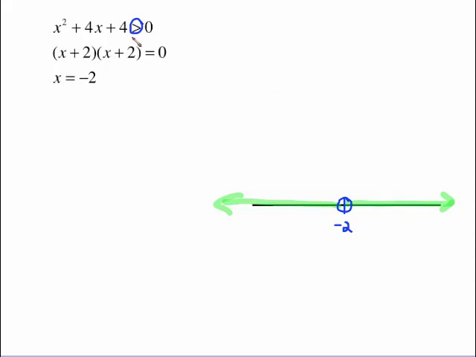Would it make any difference had this been greater than or equal to? Yeah, the only difference would be, instead of it being an open circle here, it would be a colored in circle, meaning every point on the number line, or all real numbers, would make this inequality true.